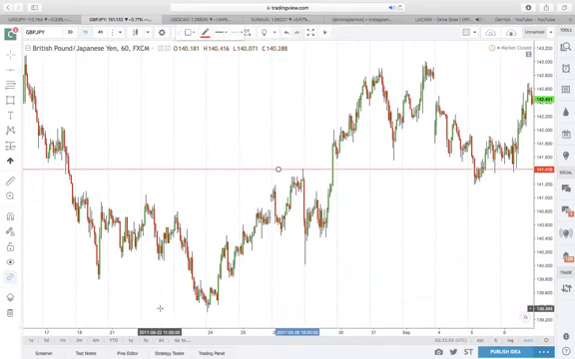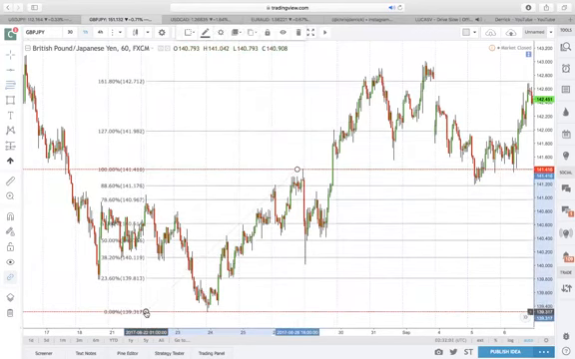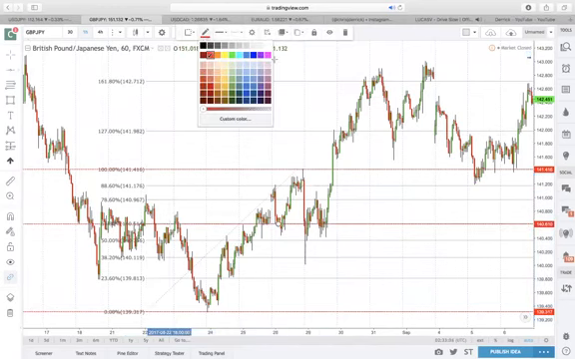So if I have this area here, and I have this area of support, I'll draw Fibonacci from that top to that bottom. I want to show you guys something. Look at this. Where did it hit perfectly off of?